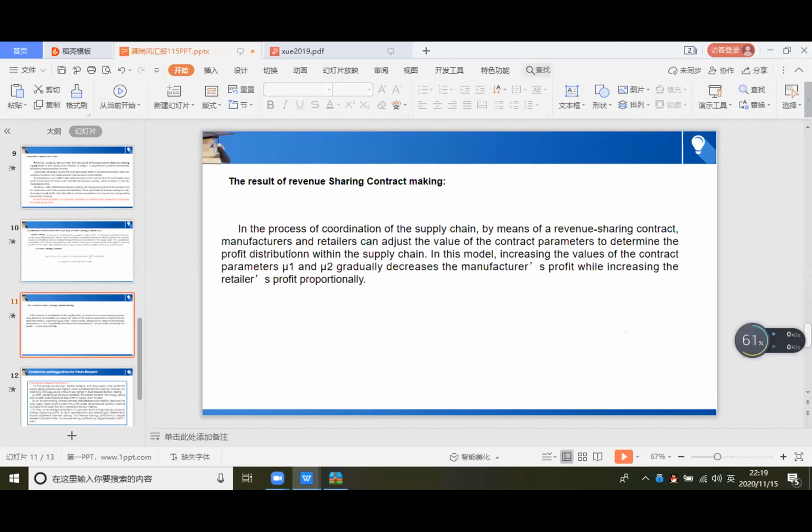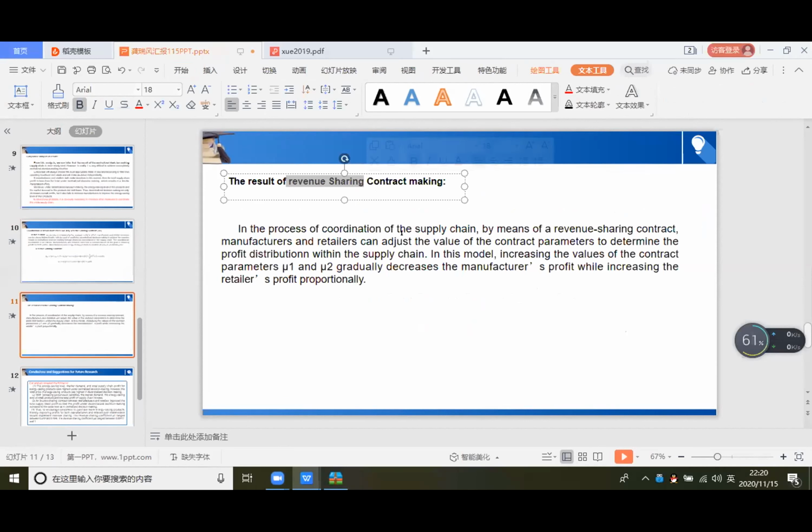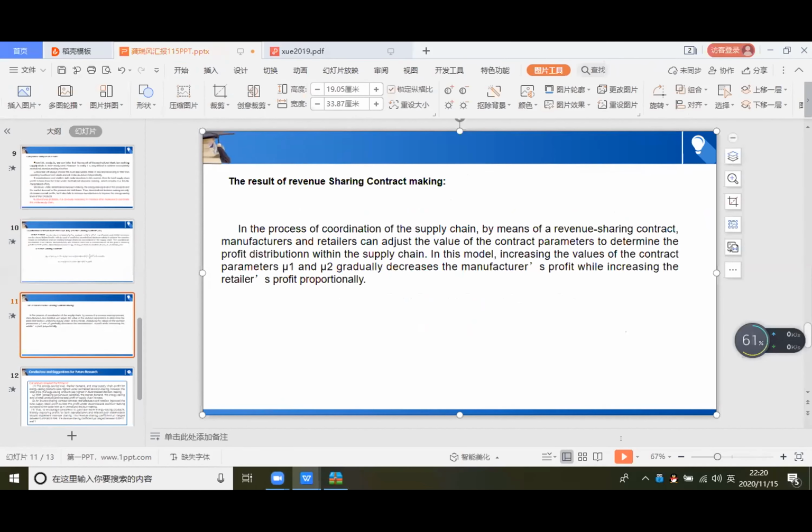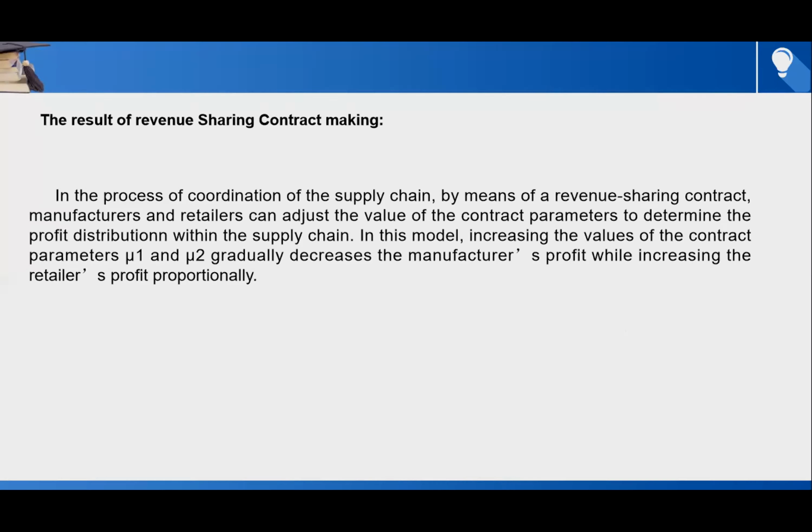In the process of coordination of the supply chain by means of the revenue sharing contract, manufacturers and retailers can adjust the value of the contract parameters to determine the profit distribution within the supply chain.